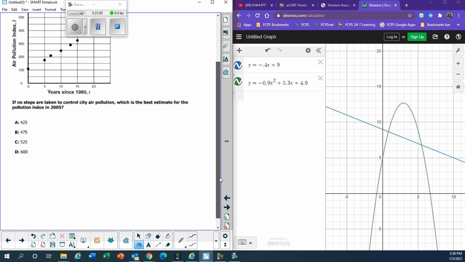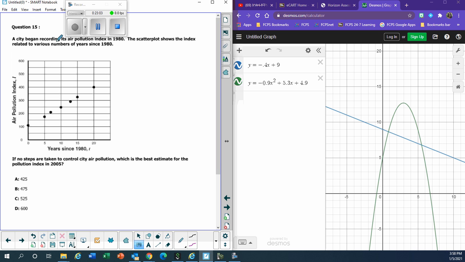All right, so this is kind of similar, right? It says a city began reporting its air pollution index in 1980. The scatter plot shows the index related to the number of years since 1980. So it's asking what happens if no steps are taken to control city air pollution, which is the best estimate of the pollution in 2005. So in 2020 it was 400, right? So you can see that it is increasing.